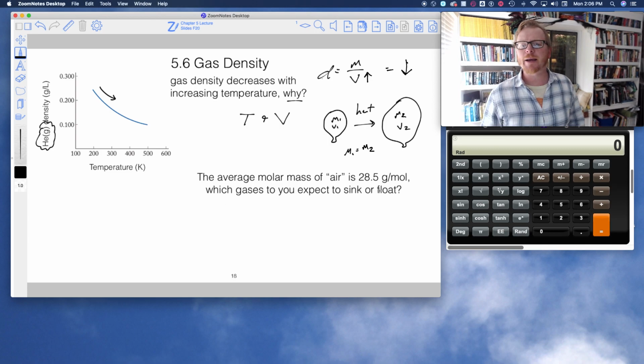And this is kind of related to my next little question here. The average molar mass of air is 28.5 grams per mole. Based on this, which gases do you expect to sink or float? So air, I'm gonna start exploring this more in this video, okay?